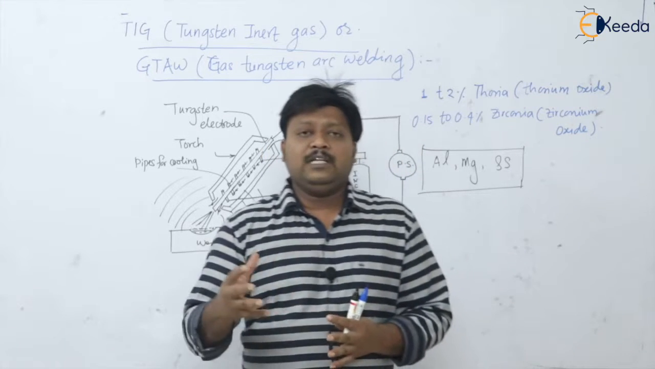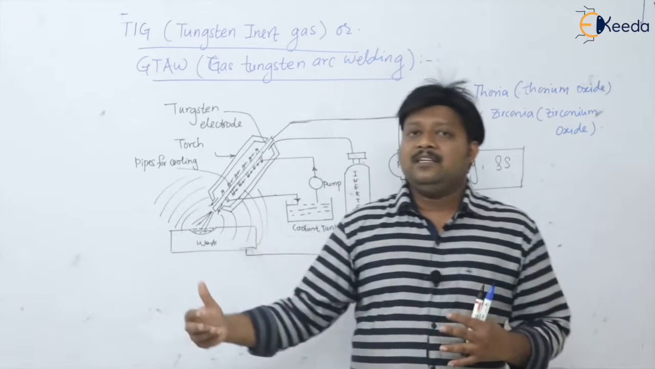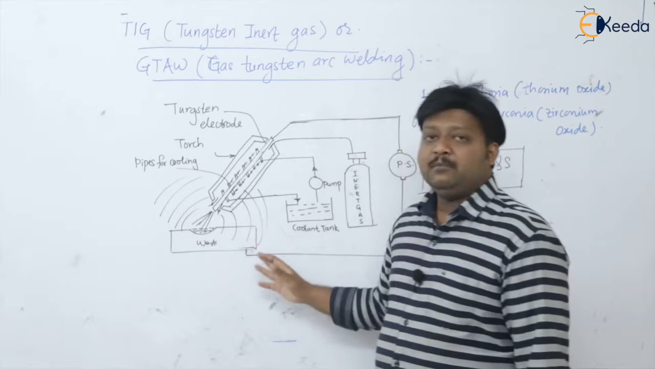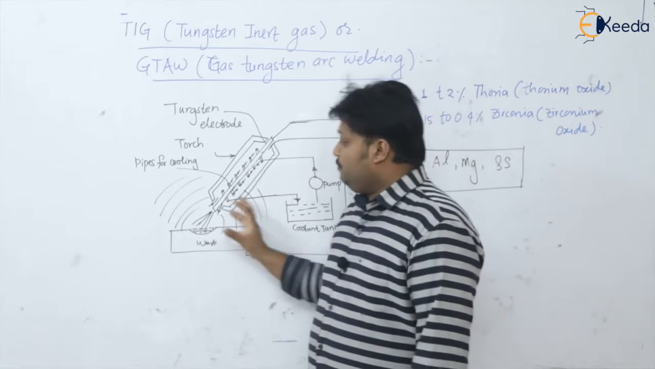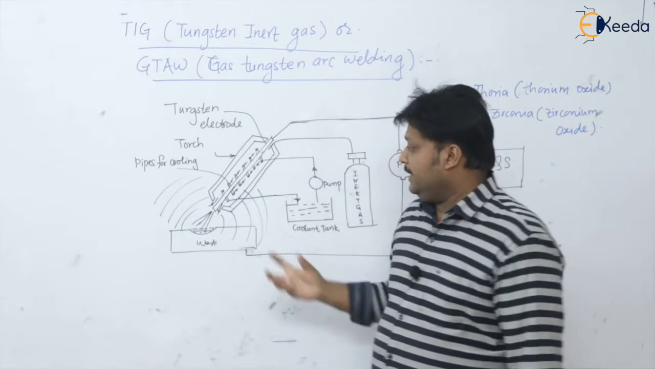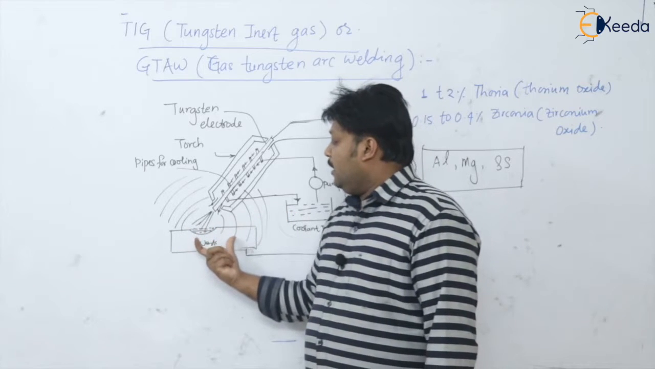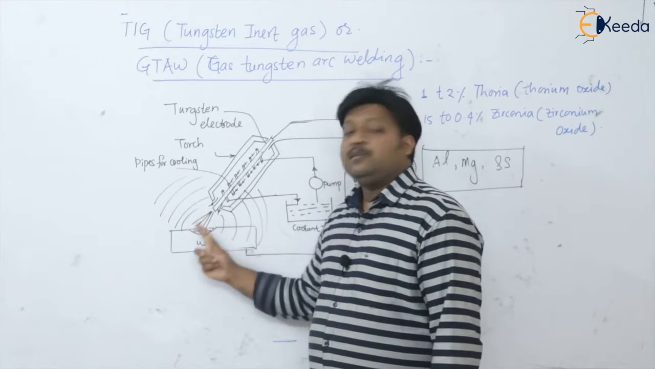The only thing is that we know that in direct current straight polarity we get the maximum temperature at the workpiece, that is, the workpiece is connected to the positive terminal and the electrode is connected to the negative terminal. So the advantage is that we get the maximum heat, and the maximum metal is going to melt at the workpiece.